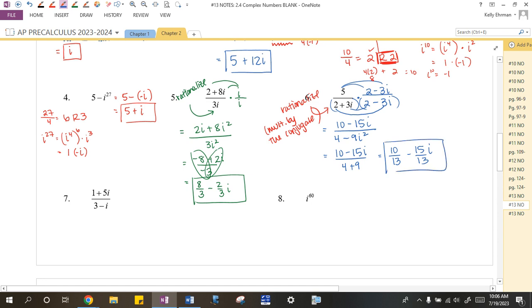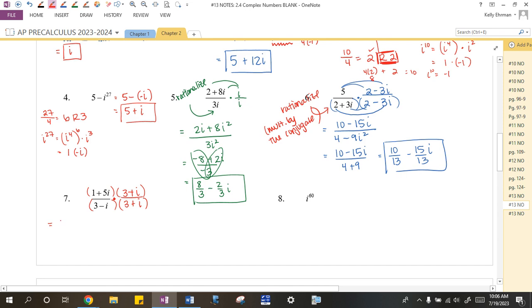And same thing for number 7, just a different expression. So it's the i in the denominator that's the problem. So we multiply by the conjugate of 3 minus i. If the conjugate is 3 plus i, again, you just change the sign in the middle. And here we have lots of distributing to do, lots of FOILing, if that helps you remember.